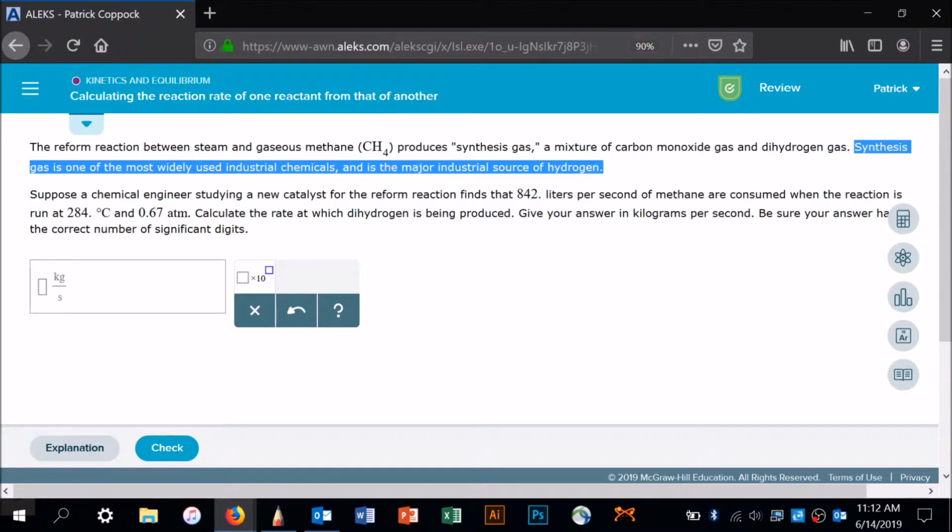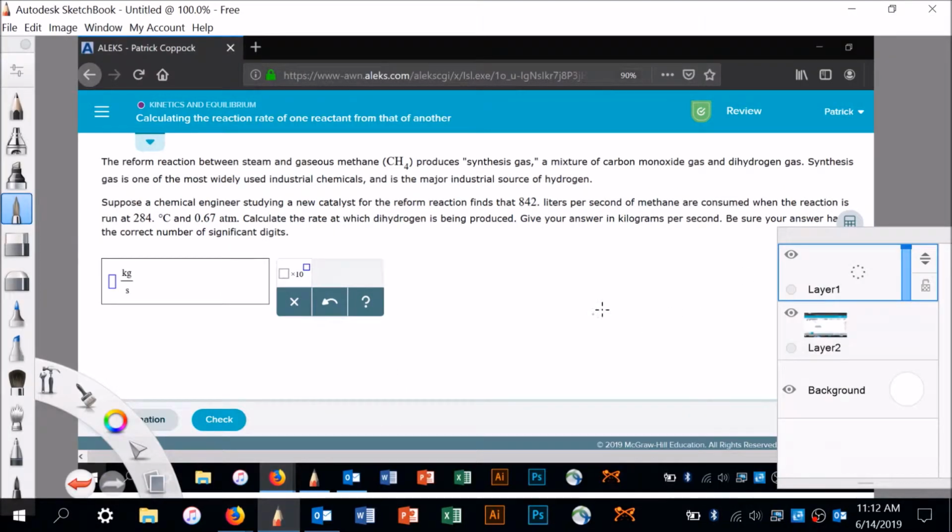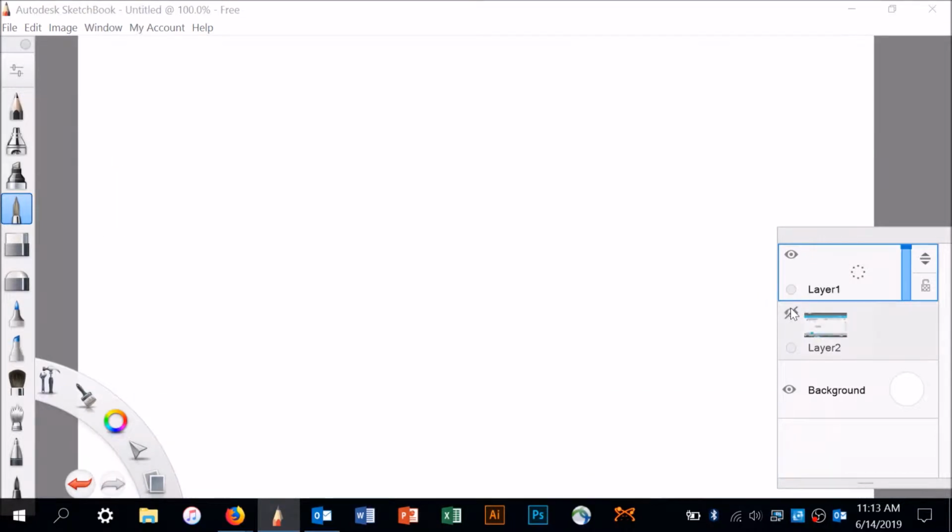Oh, you know what? This tells us our balanced reaction, right? The reform reaction between steam and gaseous methane. So yeah, I do want to write that down. Okay, so let's come back over to our whiteboard here. Same question here, and I'm going to write this down. Steam and gaseous methane.